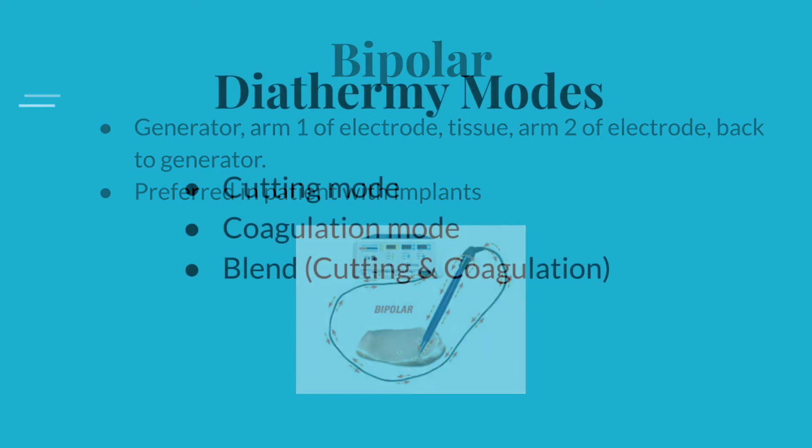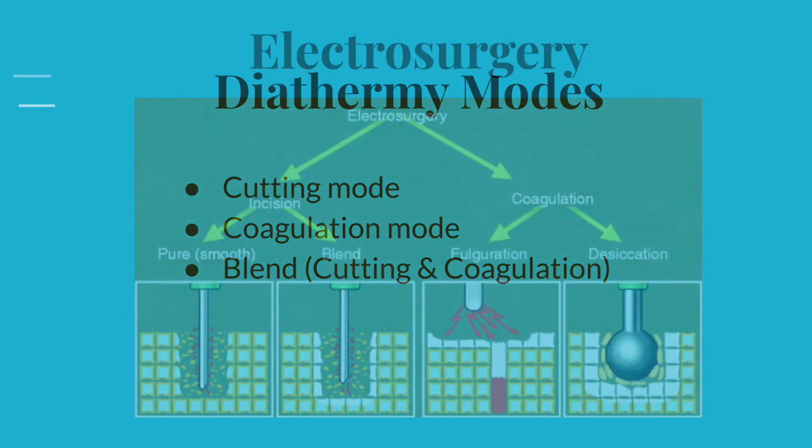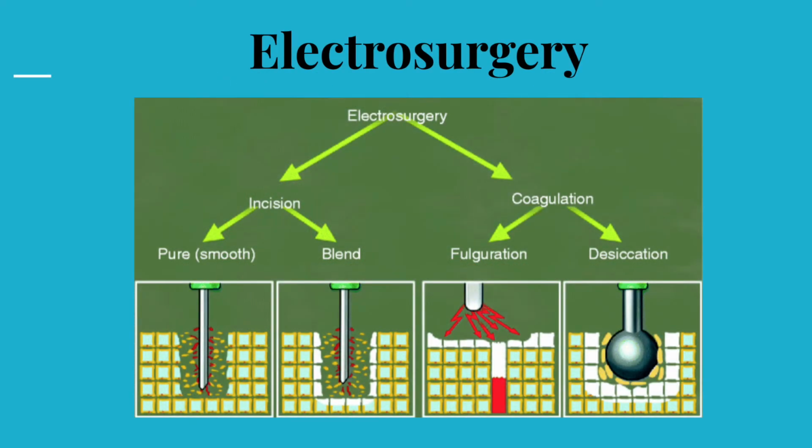Now, let us move on to look at the different diathermy modes, such as cutting, coagulation, and lastly, blend mode, which is the combination of both. As we can observe in this diagram, incision, aka cutting, and coagulation are the two main modes. But I would just like to point the attention and focus on fulguration and desiccation, and what they actually mean.